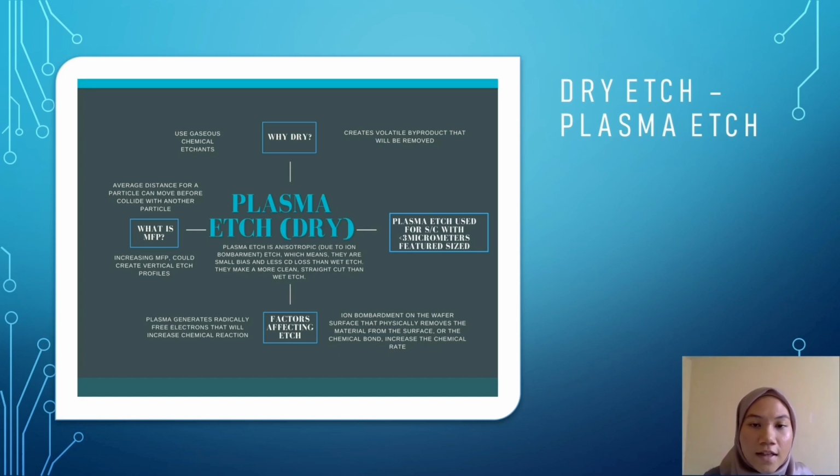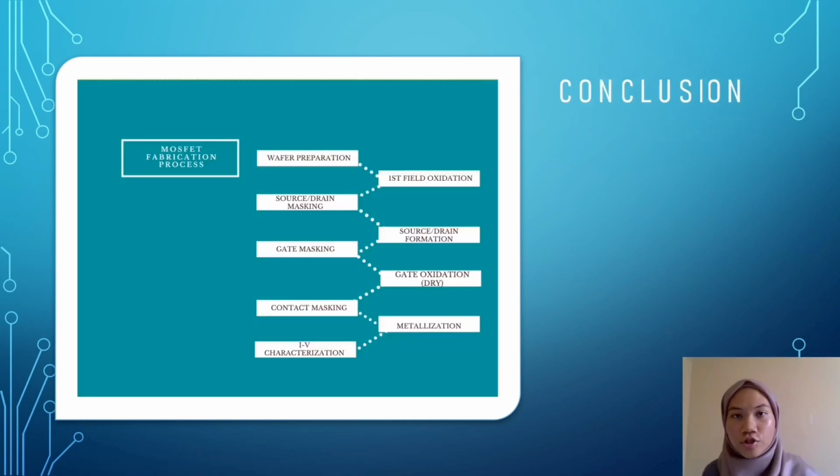And the factors affecting the etch are that plasma generates radicals and free electrons that will increase chemical reaction, and ion bombardment on the wafer surface physically removes material from the surface, or the chemical bonds increase the chemical rate. So when we increase this chemical rate, it will impact our etch rate, and that will impact our etching process.